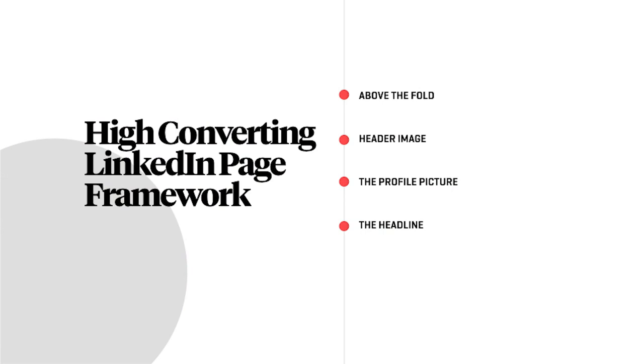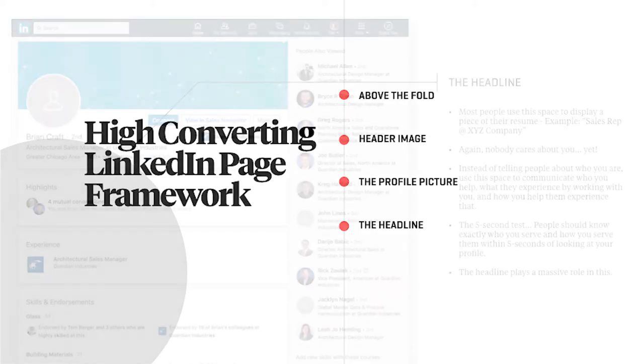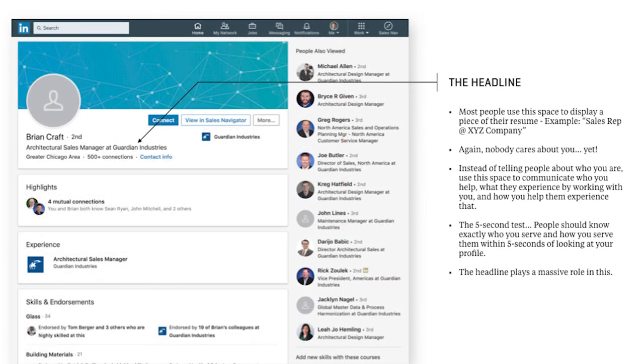Profile picture, the headline. Okay, so now we're going to break down, and this gets to copy. As marketing, we love this stuff, and sales are like, doesn't matter. Trust me, it matters. Headline. So this is Brian's headline. It's architectural sales manager at Guardian Industries. He thinks that is his title, so that should be his headline. This should be in his headline, but it shouldn't be the only thing in his headline.